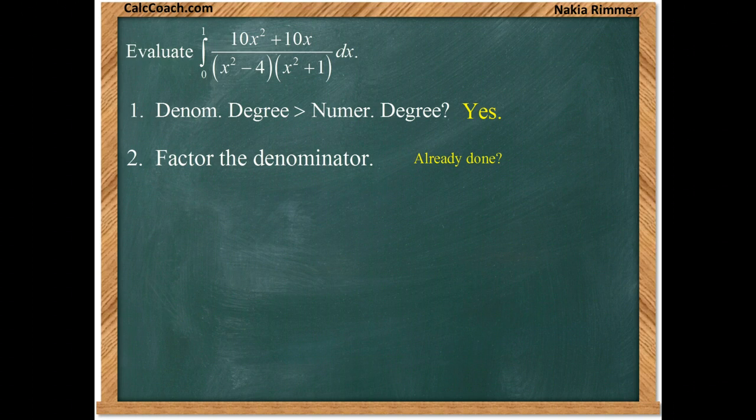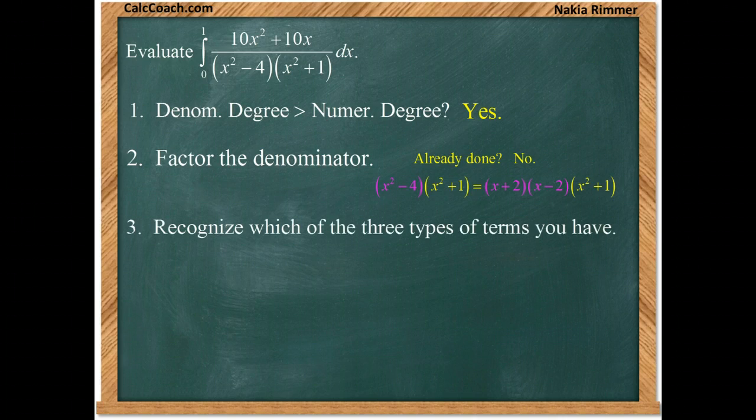Or is it? So you have x squared minus 4 and x squared plus 1. It actually is not totally factored. The x squared minus 4 is the difference of squares. It factors as x plus 2, x minus 2. The x squared plus 1 is an irreducible quadratic. You can't do anything with it. So actually it was factored but not totally factored. But now that we have that, we can begin.